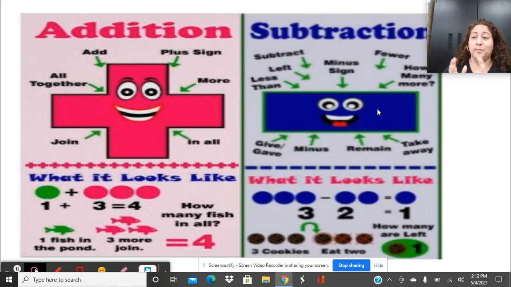All right? So remember, when you see the plus sign, you are adding it all together. When you see the subtraction sign or the minus sign, you're taking away. You're taking stuff away. Okay? All right, so let's do a couple of activities together and then we'll talk about your homework.